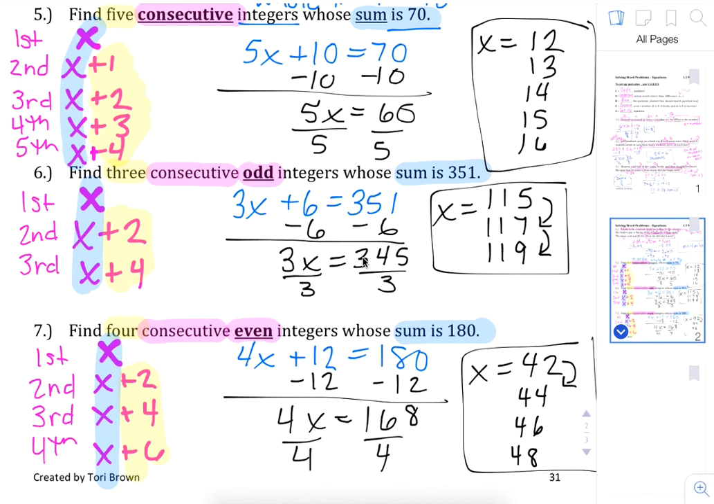Okay, we are done with the notes for 1.5. If you need to pause the screen and copy anything left, that's fine. Otherwise, we will practice next time.